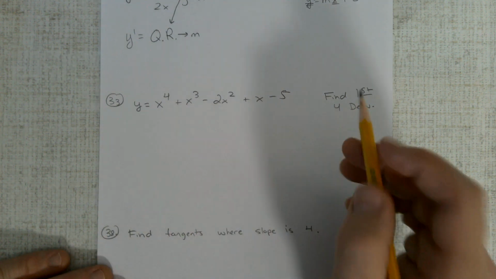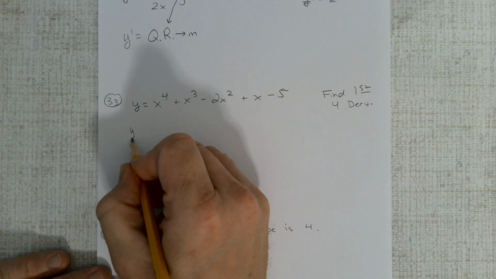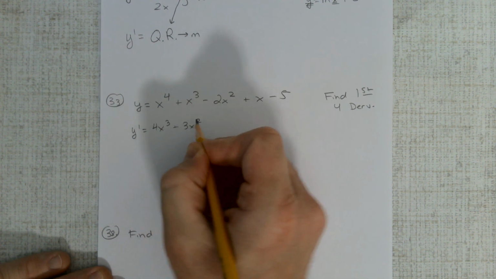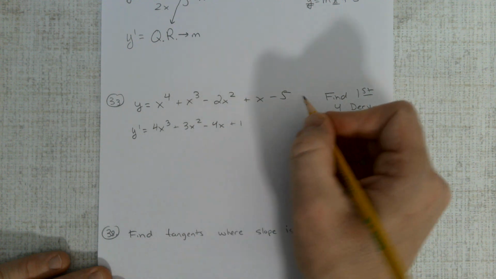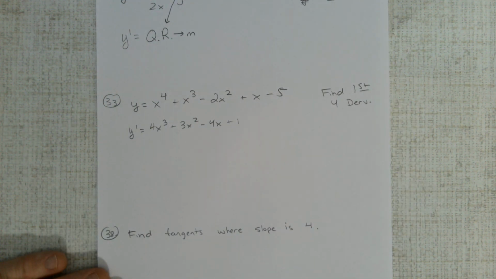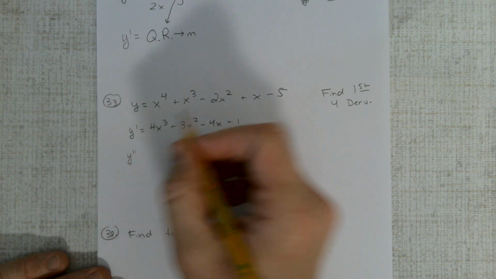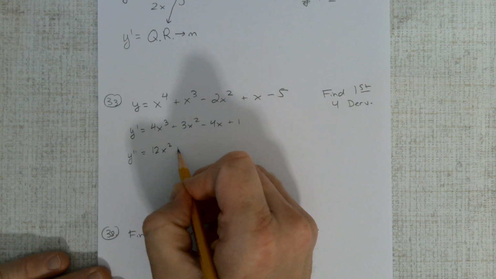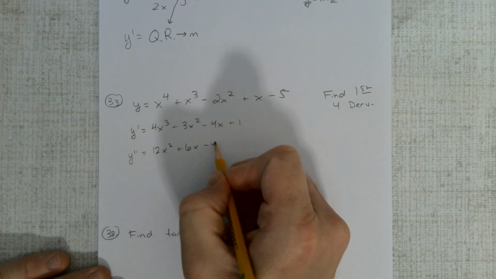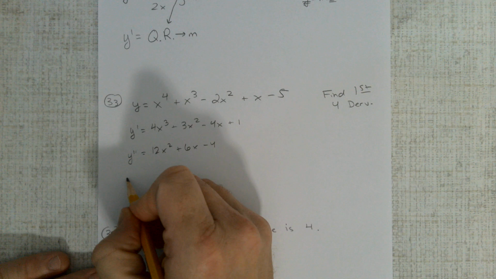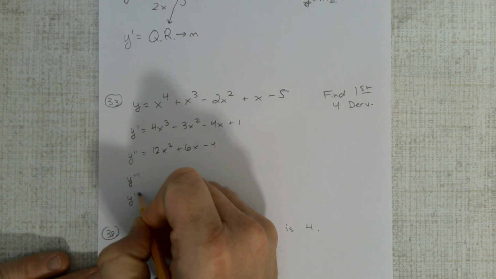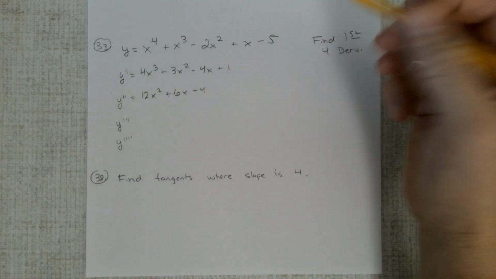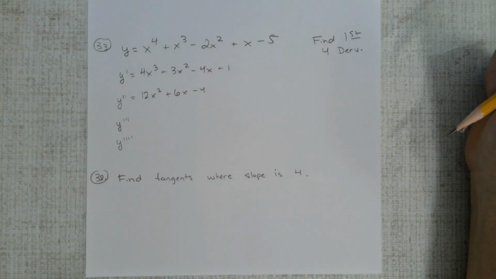Alright, number 33 says find the first 4 derivatives. Well, we've only done the first derivative, and the first derivative of this would be, let's see, I'm using the power rule all the way across. Constants are gone. That's the first derivative. Well, what's the second derivative? Well, you just take the derivative of the derivative. So this is 12x squared plus 6x minus 4, constant 0. And then you can take the next derivative. Then you can take the next one, and you can keep going till you get to 0, or you can keep going to however many you need. In this one, they just wanted 4.